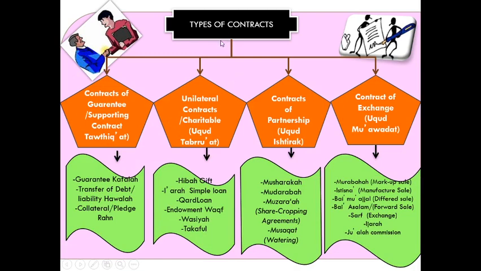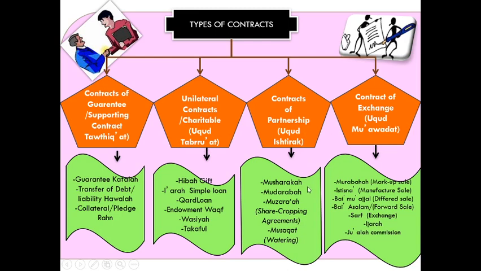So in the case of the types of contracts, we can see that there are actually four types of contracts. The first is the supporting contracts. The second is the charitable contracts. Thirdly is the partnership contracts, and last but not least is the exchange contracts. Under the supporting contracts, we can see the application of kafalah, hawala, and also the contract of ar-rahn. And in the category of charitable contracts, we can see several types of contracts, such as hibah, qardul hasan, waqaf, wasiyah, and also takaful. So these fall under the charitable contracts.